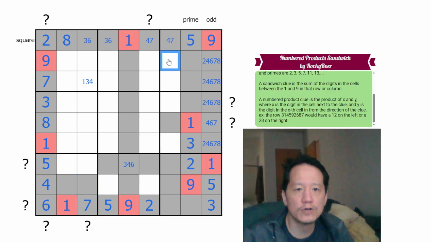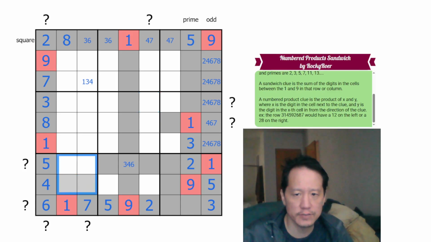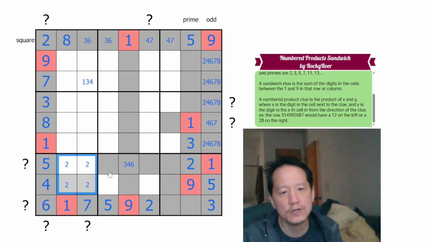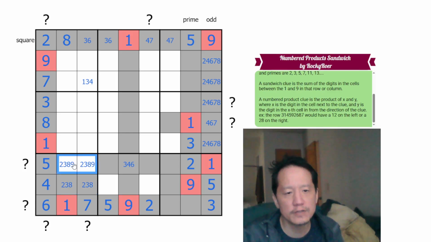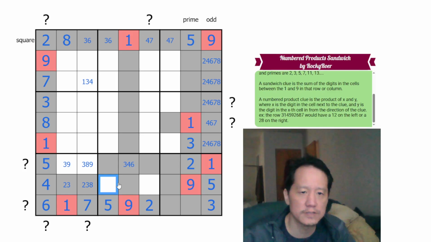Let's see. 1 is one of these two. 9 has to be one of these two. 1 is one of those two. Okay. The rest of this has to be what? 2, 3, 8, and 9. Obviously, 9 can't be these. 2 can't be here. These can't be 8. That's interesting.